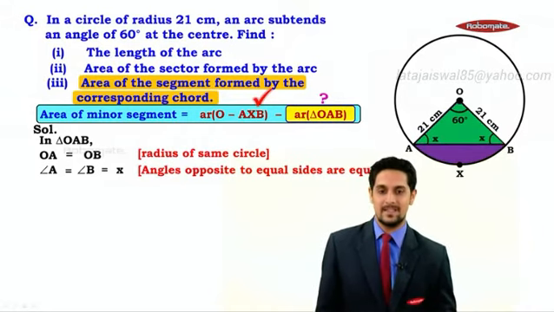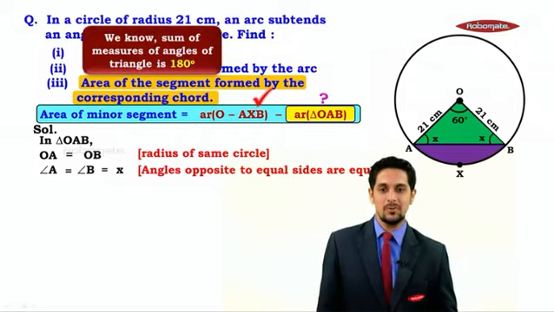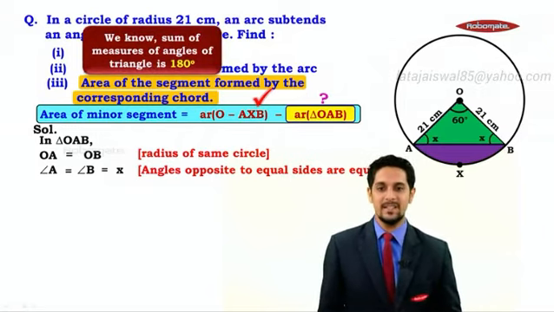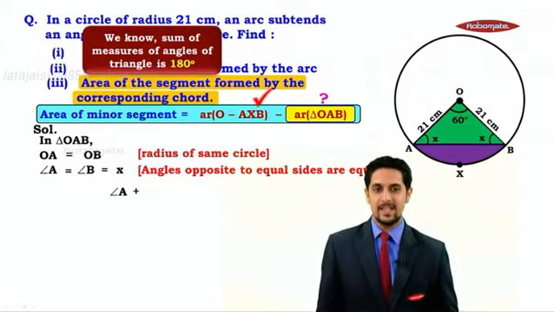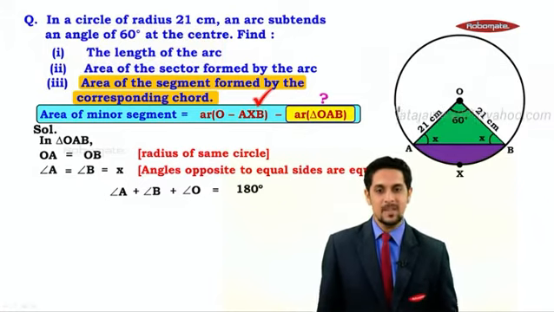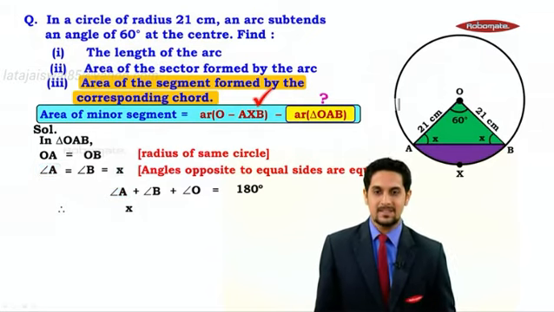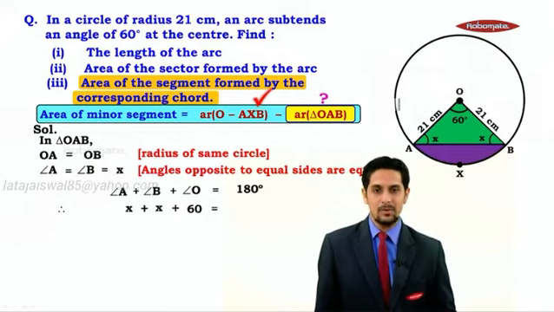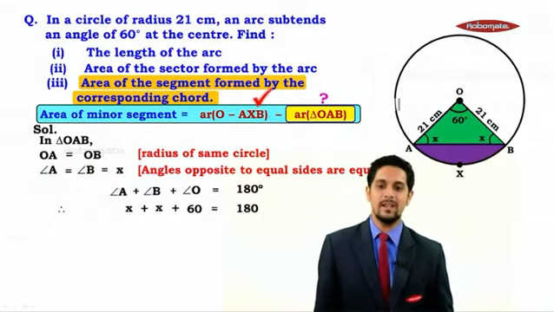and let the measure of each of these angles be equal to x. Now students, also we know that the sum of the measures of the angles of a triangle is 180 degrees. So we write angle A plus angle B plus angle O is equal to 180 degrees, as we know the reason. On substituting the values, we have x plus x plus the value of angle O, that is 60, is equal to 180.